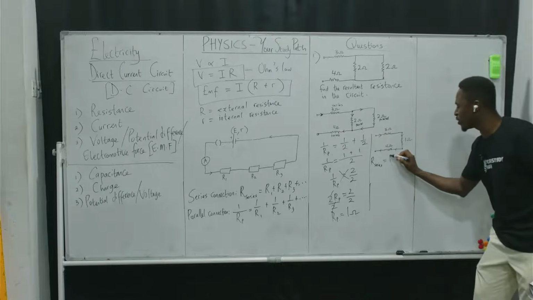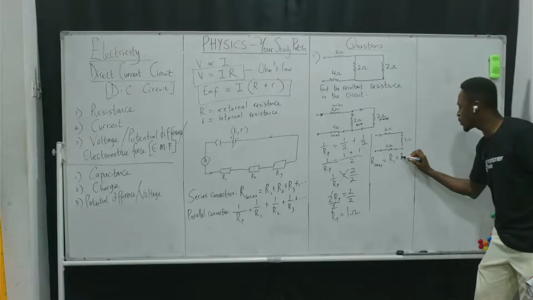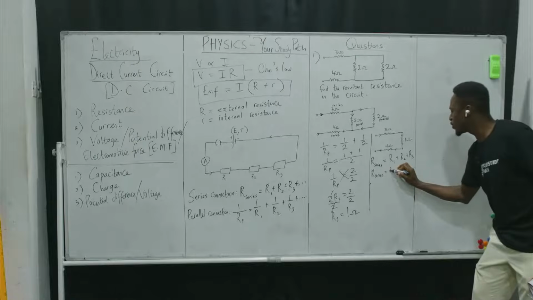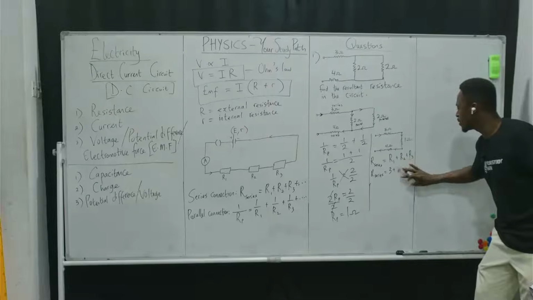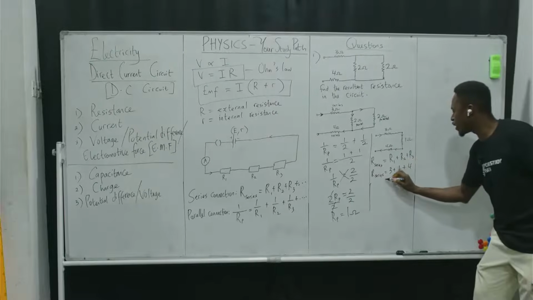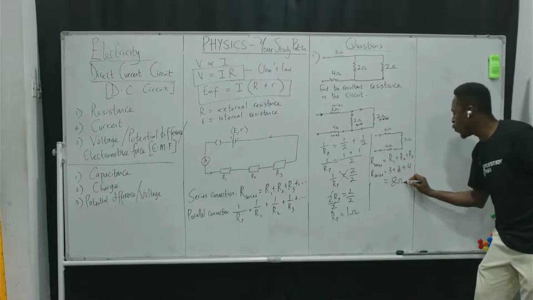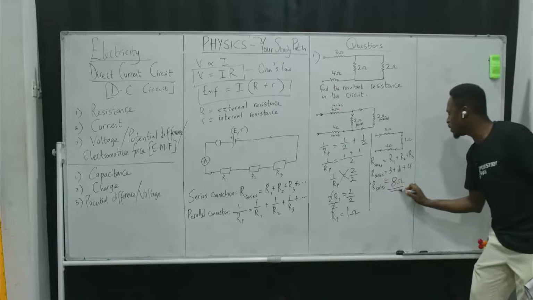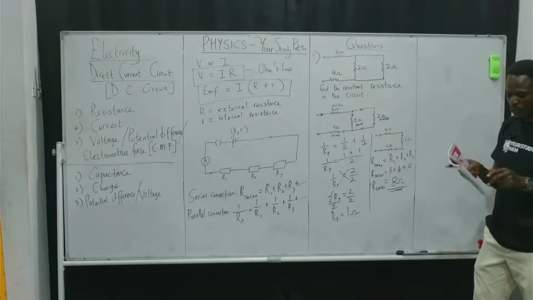Now we have series connection. 3 resistances we are going to consider. The first, second, and third. We say that our series is going to be 3 plus 1 plus 4, and that will give us 8 ohms. It means the combined resistance at the end of the day is going to be what? 8 ohms.